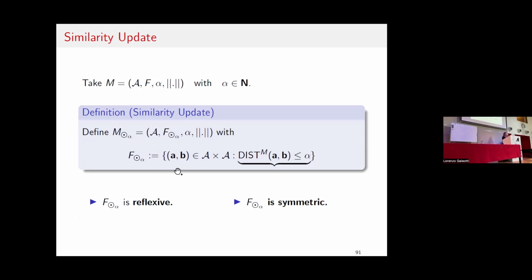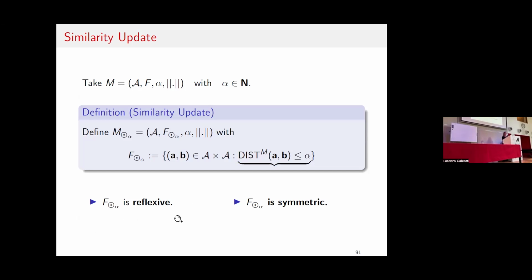How is F changed? Well, I form new relations only when, for any two agents, the distance between A and B is less or equal than alpha. And it's based on the distance that I just introduced, the cardinality of the mismatch set of properties that they have. You see that this relation F inherits the features of the metric of the distance that I just introduced.